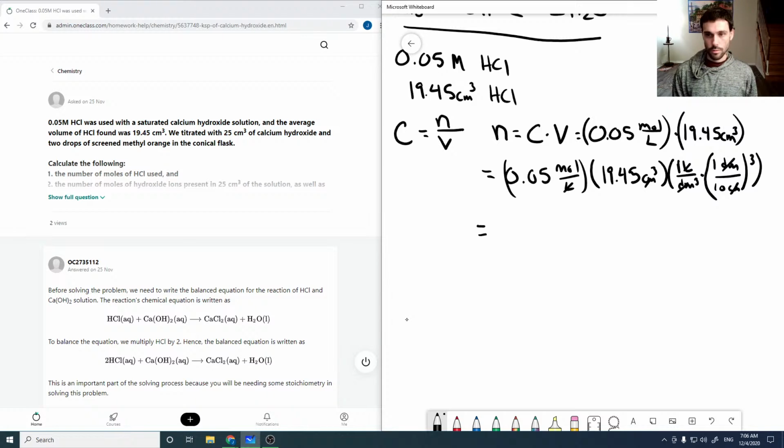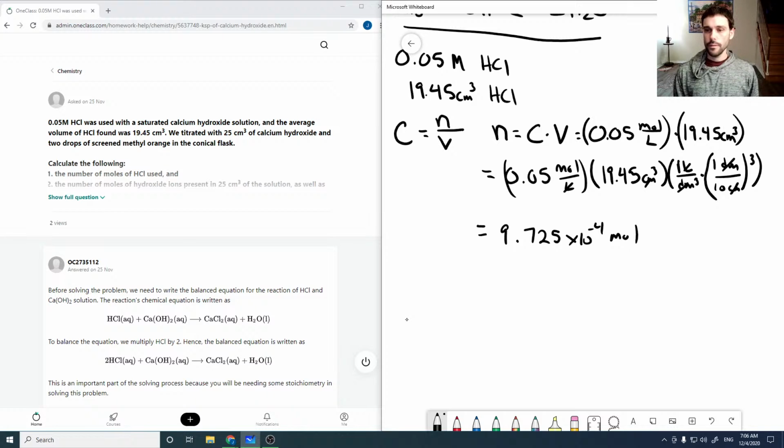And so this works out to, where is my answer? Oh, there it is. 9.725 times 10 to the minus 4 moles. There. Okay. So the number of moles of HCl used is then this.